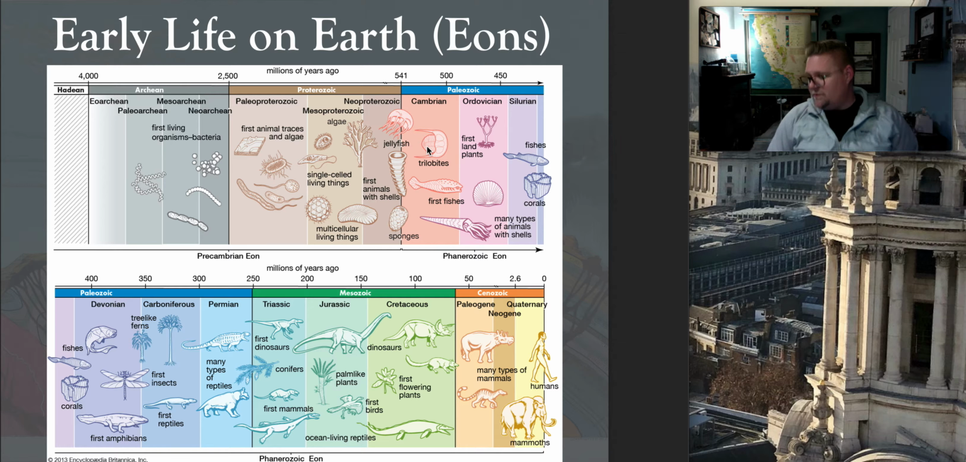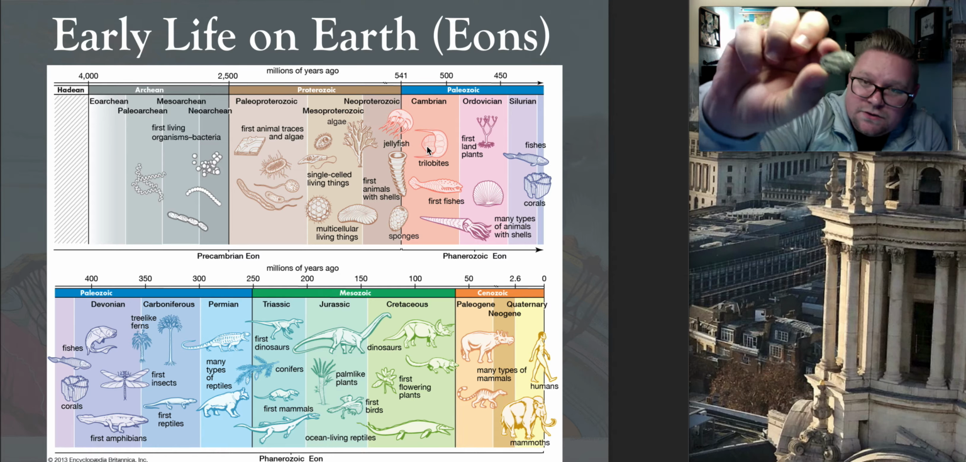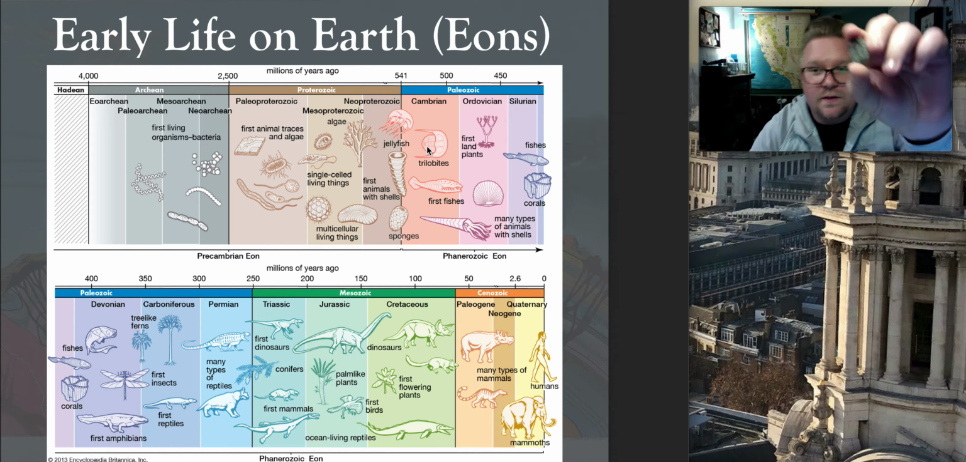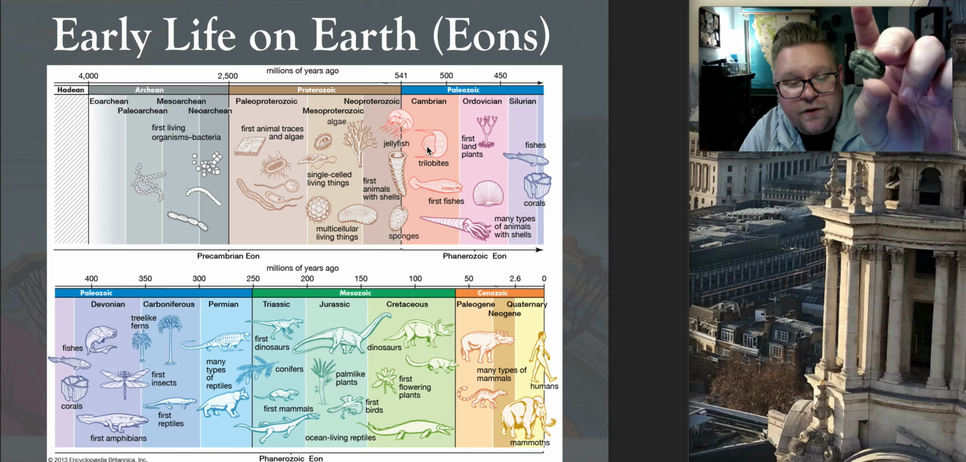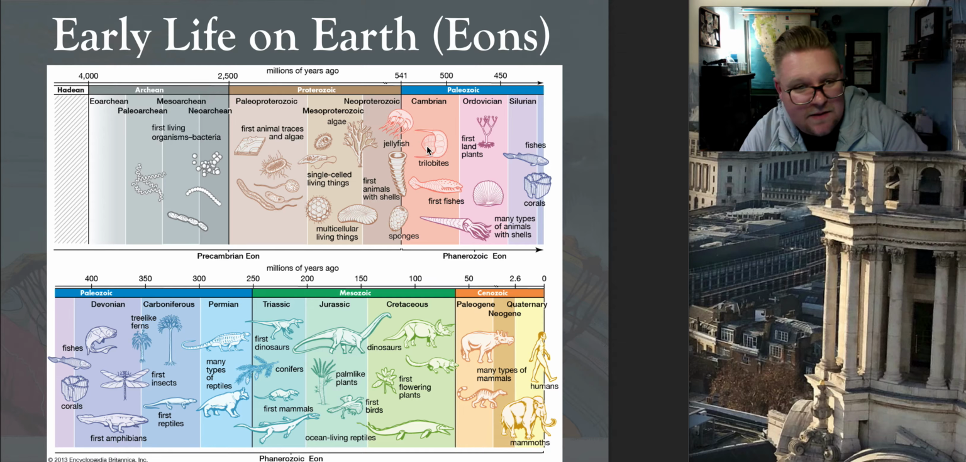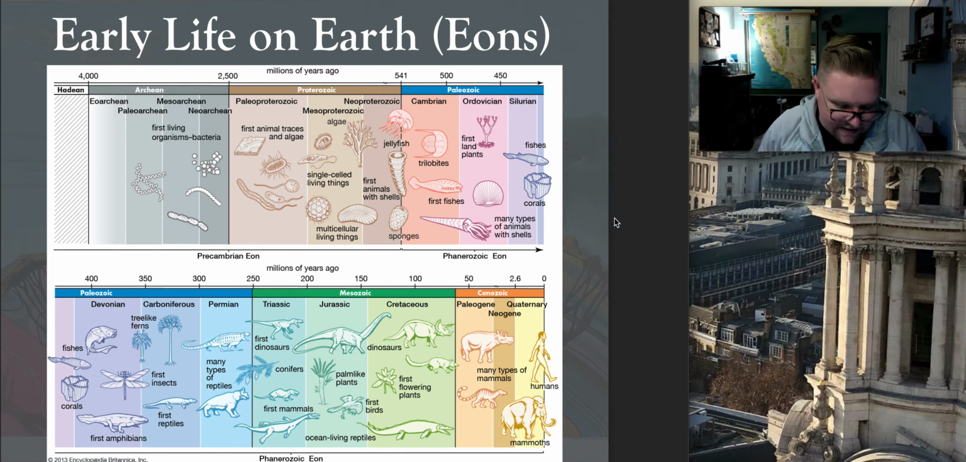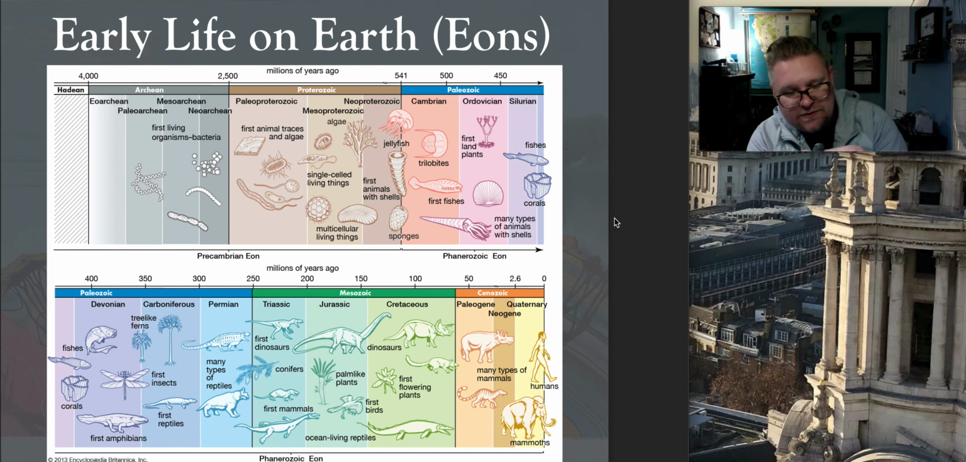Oh, trilobites, shoot. Let me see if I can hold it a little bit better. That is a trilobite. This is one of the first multi-celled organisms. As you can see, very similar image there that I'm pointing at. Multiple different series and variations of trilobites existed. In fact, what's interesting about trilobites is that this was one of the first fossils that was identified.